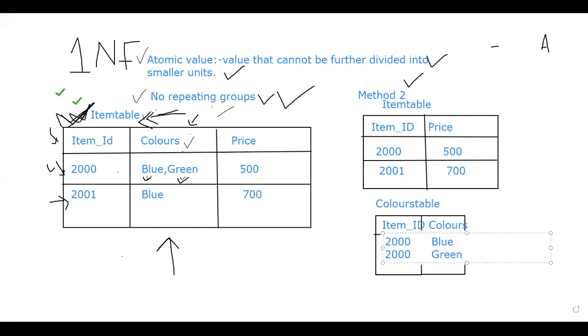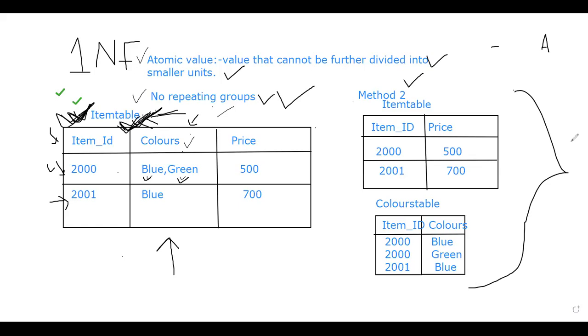Okay. Then what's the next one? 2001, and what's the color? The color is blue. Right. Okay. Now we have normalized this item table, which was not in first normal form, to first normal form. We have converted this item table, which was not in first normal form, to first normal form.